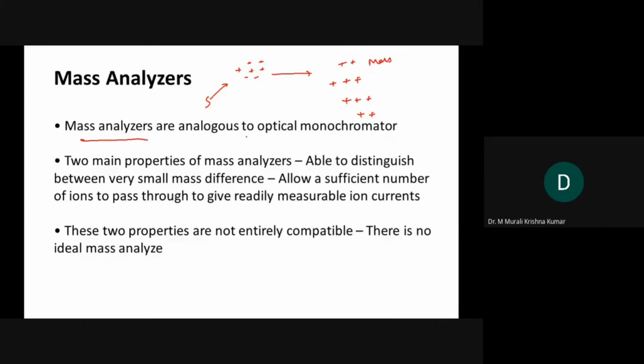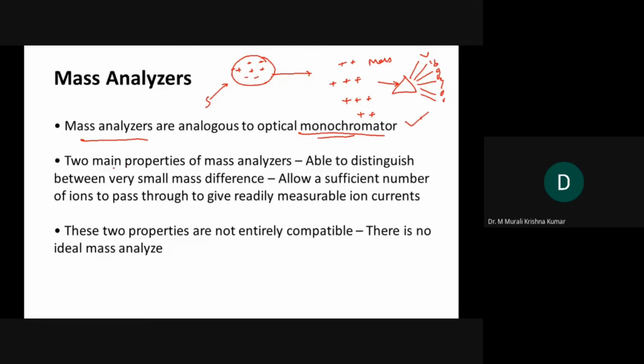So mass analyzers are almost like optical monochromators. You know the meaning of monochromator, okay? Like a prism. If you take a prism, if you let the light fall on it, it will be separated into 7 colors. Okay, V, I, B, G, Y, O, R. So it is like that. So here, what is it that we are giving? We are giving a beam of ions to the mass analyzer, so that the mass analyzer will do something to the mixture of ions, and it will use the principle to separate it. Okay, it is like that.